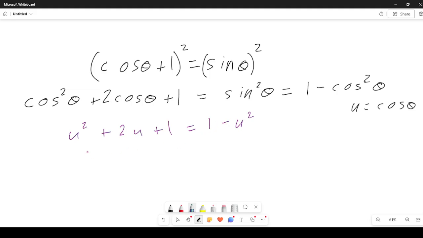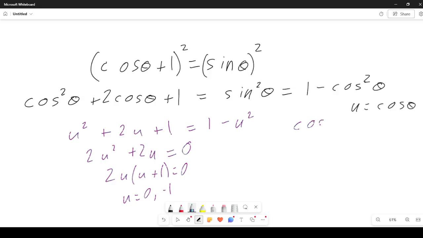Move everything to the left. 2u squared plus 2u. Oh, minus the 1 zeroes out, so it just equals 0. Oh, that makes it even easier because we can just factor out a 2u. All right, so u is either 0 or negative 1.